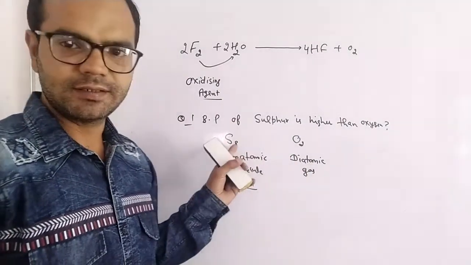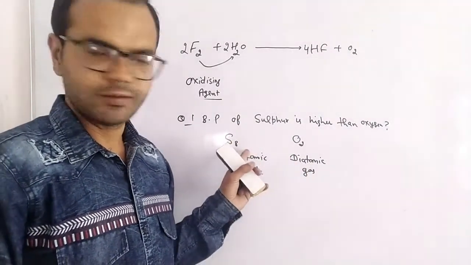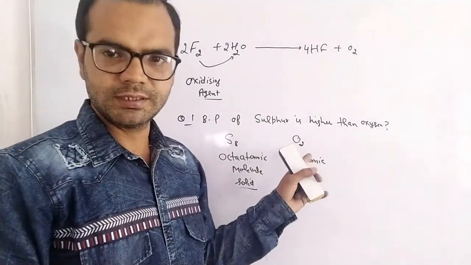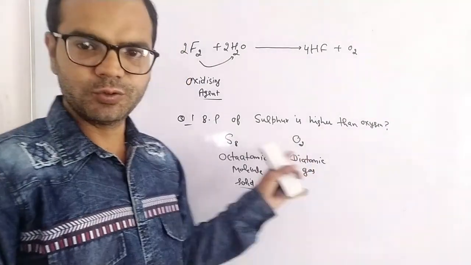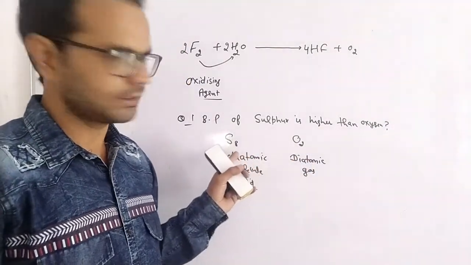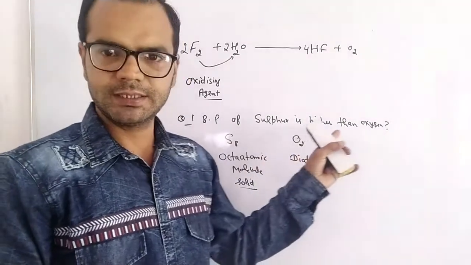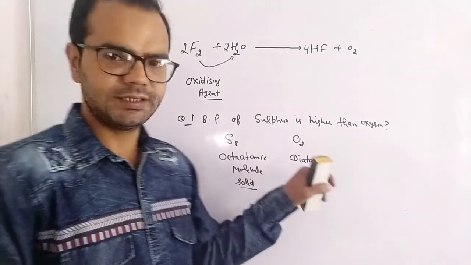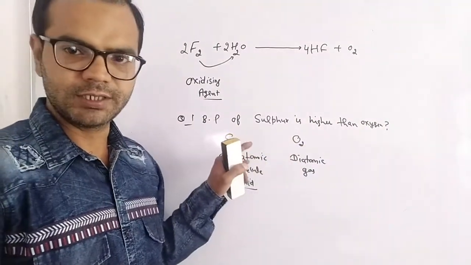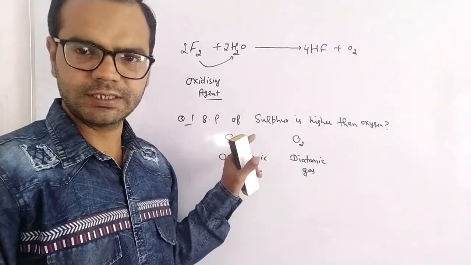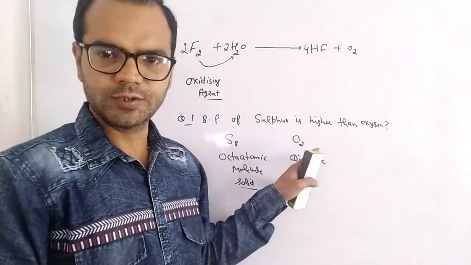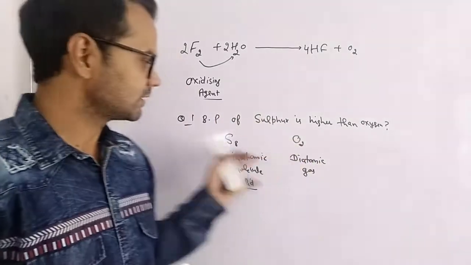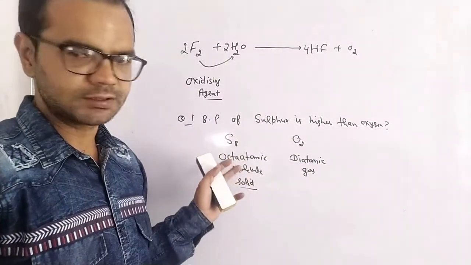So there are many sulfur atoms held together. There will be high force of attraction, high van der Waals forces of attraction there. In oxygen, there is less van der Waals force of attraction. Due to the high van der Waals force of attraction, the boiling point of sulfur is higher than that of oxygen. You may simply write that it is an octatomic molecule and oxygen is a diatomic molecule. 8 sulfur atoms are held together by high force of attraction. Here 2 oxygen atoms are held together only with a double bond. So the boiling point of sulfur is higher due to its octatomic structure.